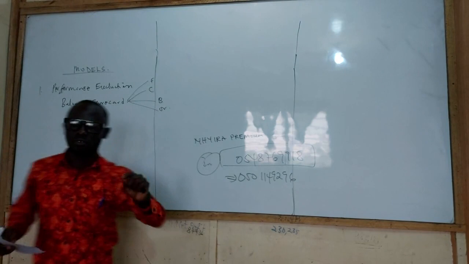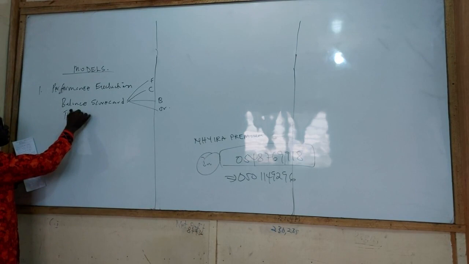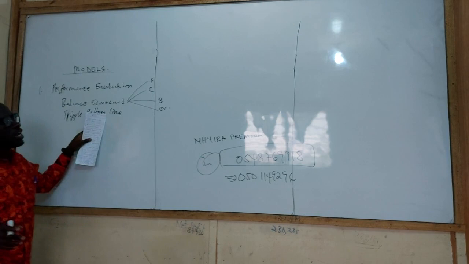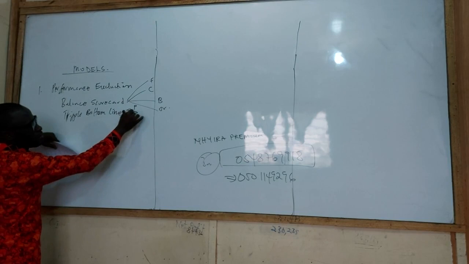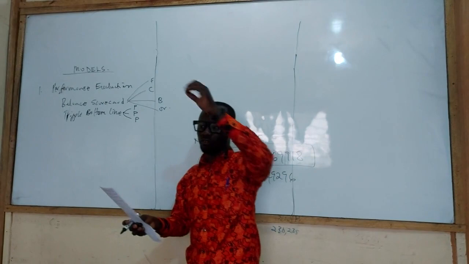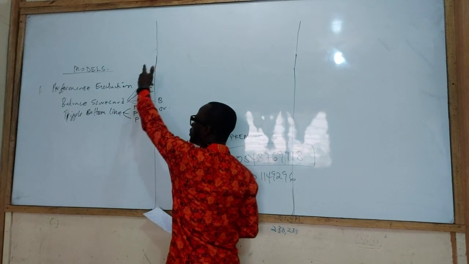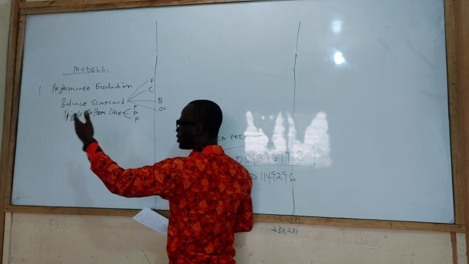That's all about that. There is another one called the triple bottom line. With this one, they look at performance evaluation, looking at the profits, looking at the planet, looking at the people. One of the disadvantages of the balanced scorecard is that it doesn't take into consideration the effect of the business's operation on the environment. So one way to deal with that is to use the triple bottom line framework, where you are measuring performance, looking at profits, which is the same as the financial perspective, looking at people, which is the same as the various stakeholders the company is associated with.